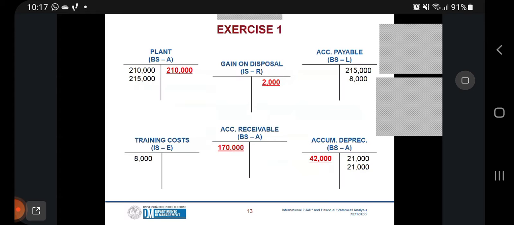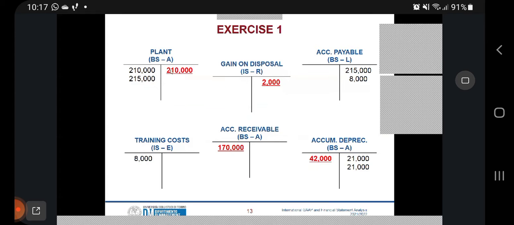Update the accounts. First of all, you have to reduce the amount of the plant, balance sheet asset side, for 210. You have to delete the accumulated depreciation for 42,000, balance sheet asset side, and then the accounts receivable for 170,000 and the gain on disposal for 2,000.